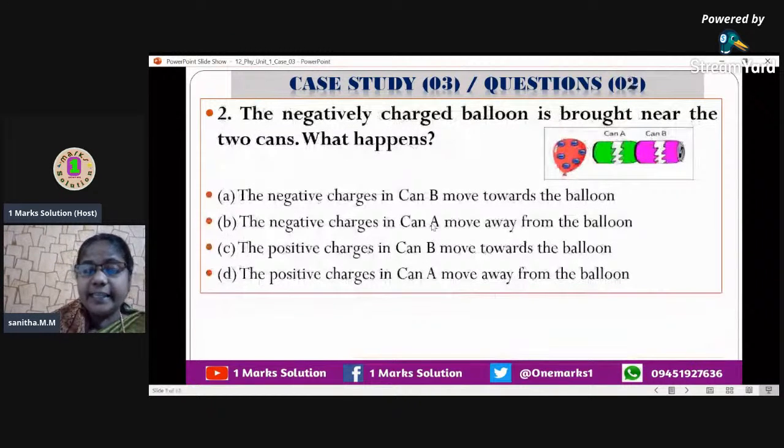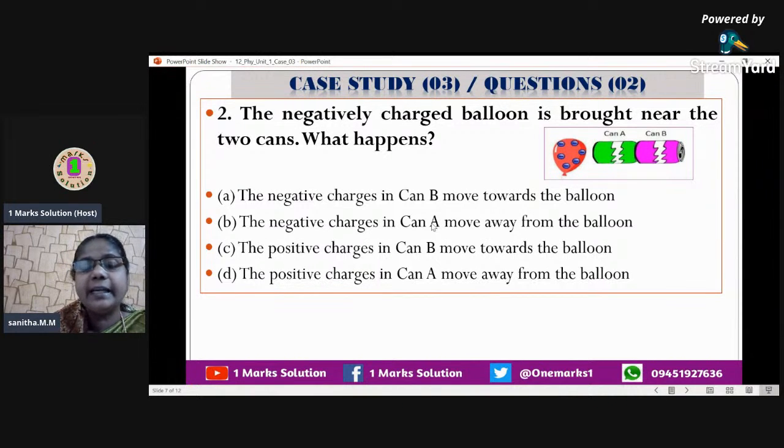Now we can go for the second question. The negatively charged balloon is brought near the two cans. What happens? See that here charging by induction also takes place. The negatively charged balloon is very near to the can A, so it will be inducing the opposite charges. So what will happen? The negative charges in can B move towards the balloon, or can A move away from the balloon, or can B move towards the balloon? What will happen? We can see that the answer is the negative charges in the can A.